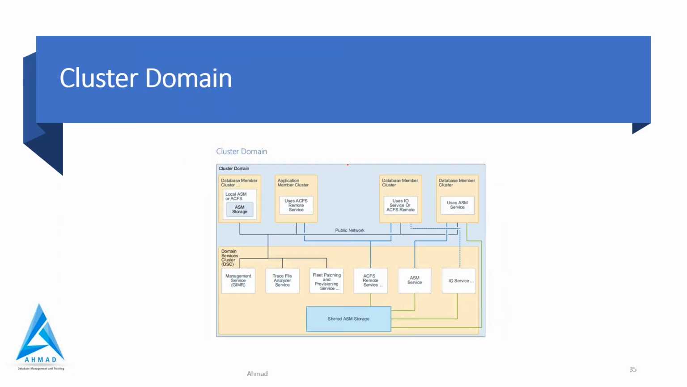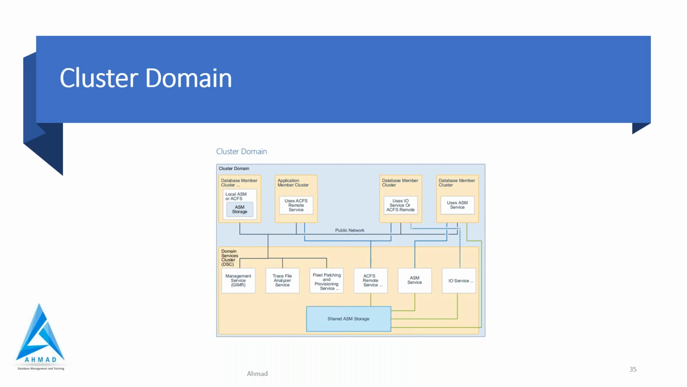Now cluster domain. If you see the figure, we have local ASM with OCFS, we have the application member cluster, we have database member clusters, and below that we have the domain services cluster. There we have GIMR, Trace File Analyzer, fleet patching, ACFS remote service, ASM service, and IO service, all attached to your shared ASM storage.